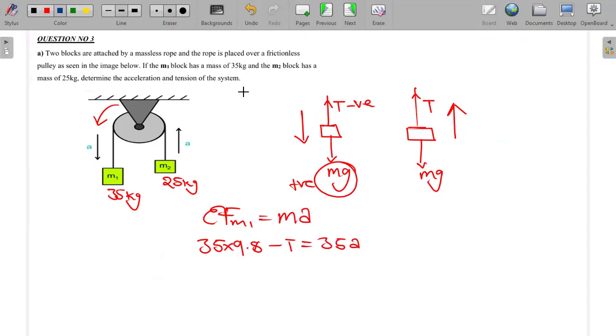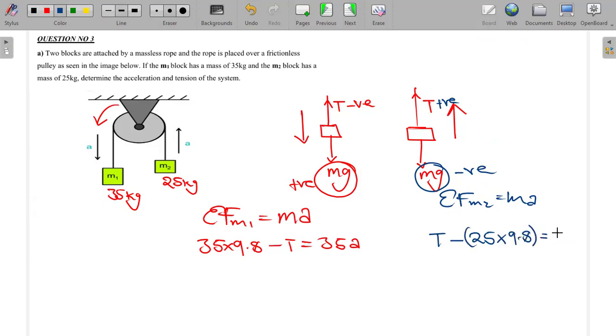What's the A? On M2, the summation of forces on M2 should also be equal to mass multiplied by acceleration. We have mg, which is pointing against the direction of acceleration, meaning it will be negative. We also have tension, which is pointing towards the direction of acceleration, meaning it will be a positive force. So my tension, which is positive, minus mg. What is the value of mg? It's 25 kilograms multiplied by 9.8, and this will be equal to 25 multiplied by acceleration.